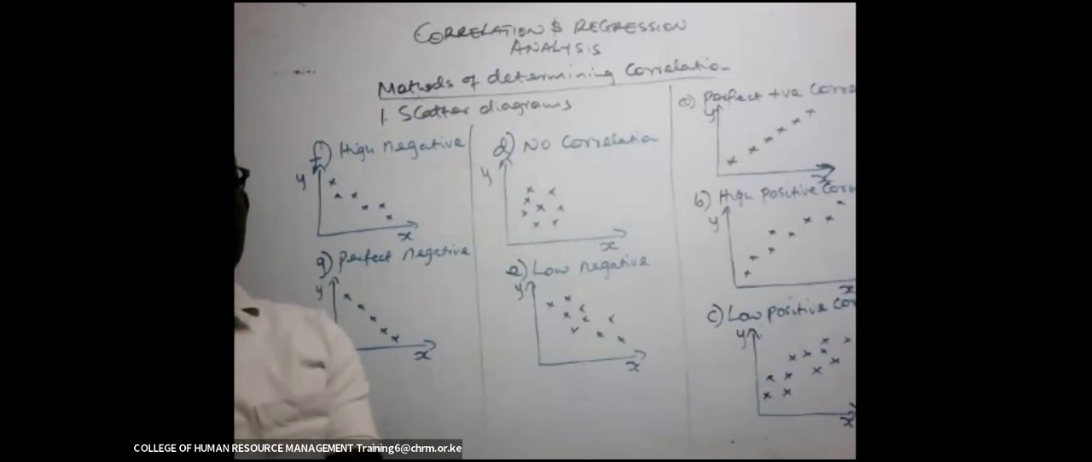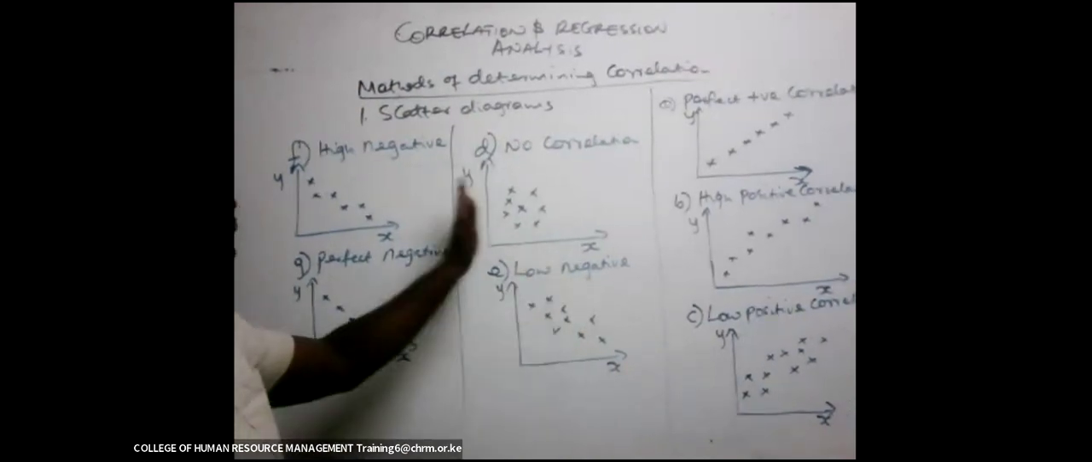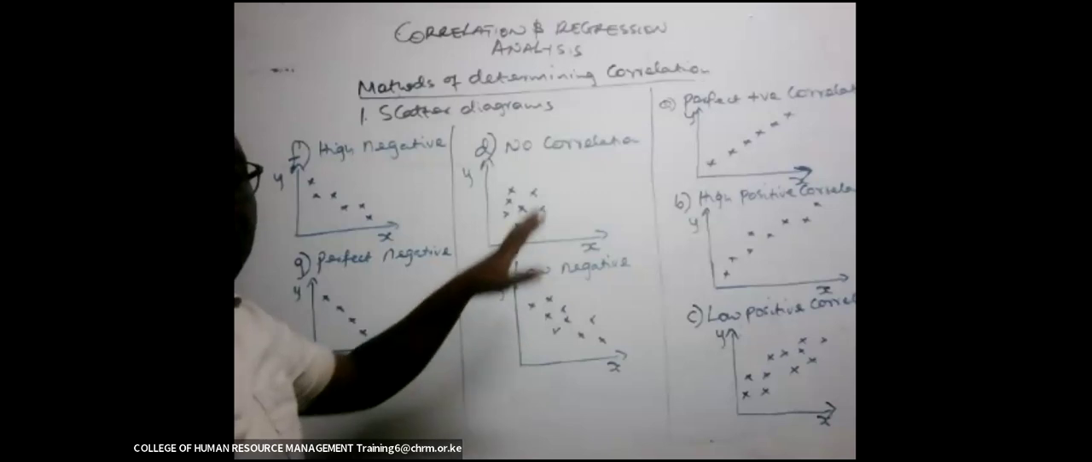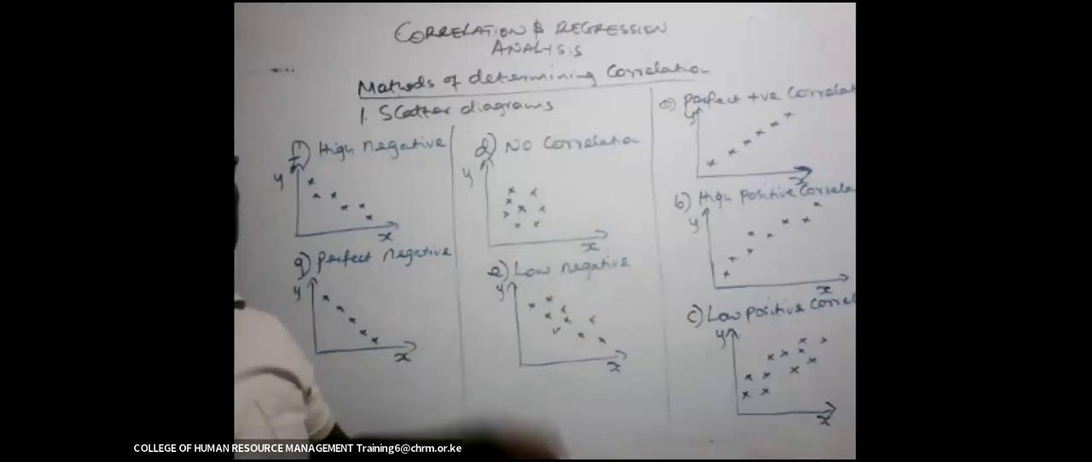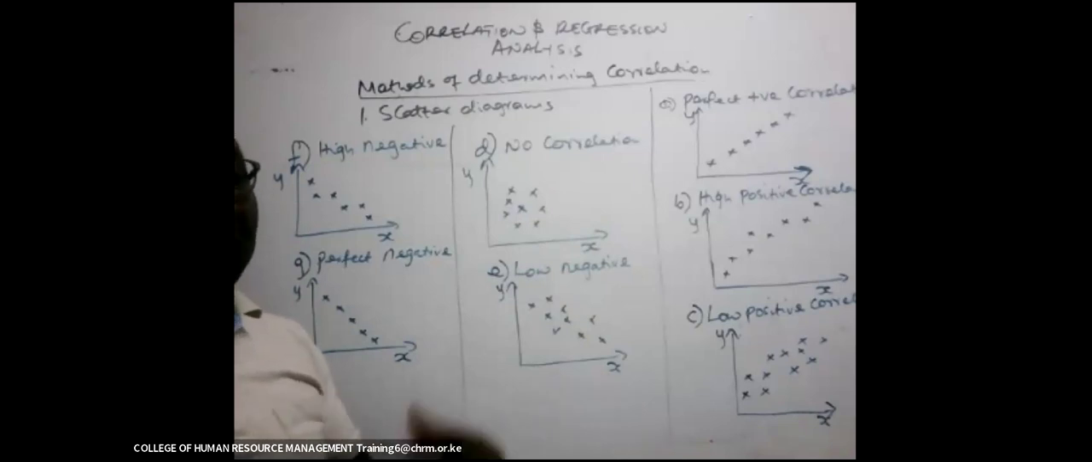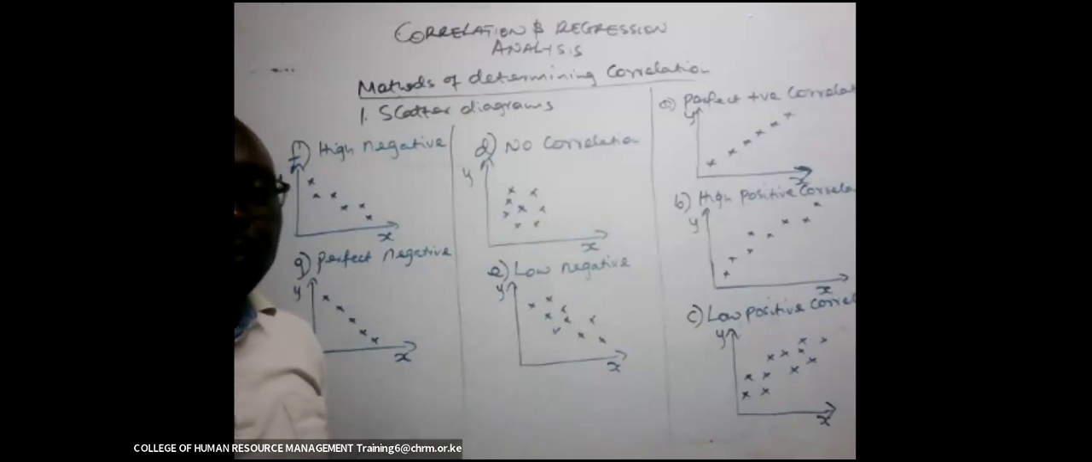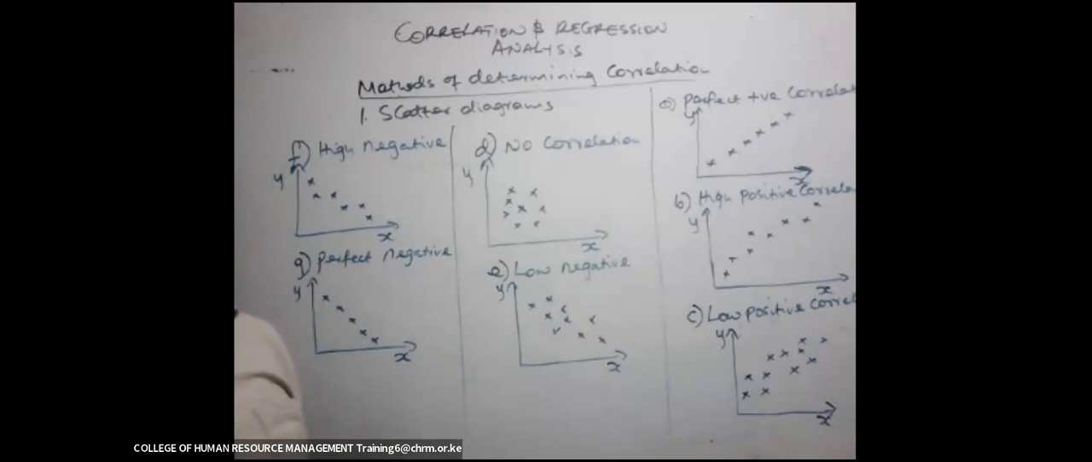So in an examination, you can be provided a table with X and Y as we had for the price and the demand. Then you are told you draw a scatter diagram. At the back of your answer booklet, you have a graph page. You draw and then you observe the pattern, and then you can comment on the level of correlation that exists between the two variables based on these illustrations.